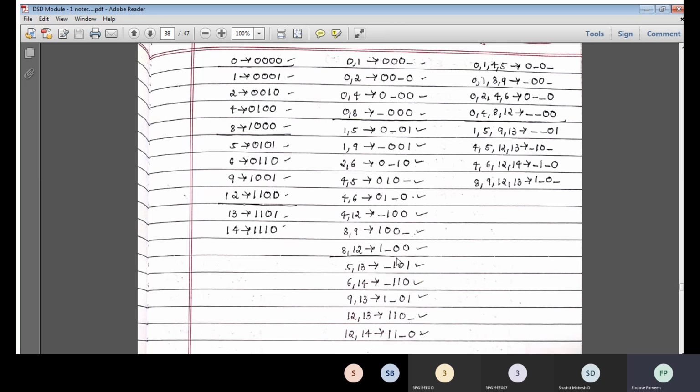Then next what is it? 4, 5. 4, 5 where is it? It is at the last position. So 4, 5 what will I do? 12, 13 I'll see. So why? Because at the last position it is dash. Here also it is at the last position, it is dash.